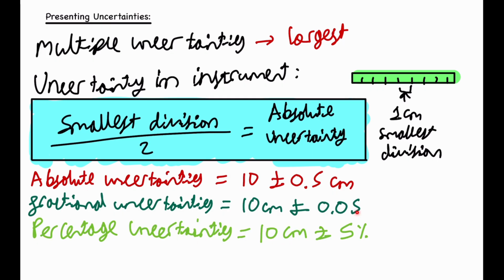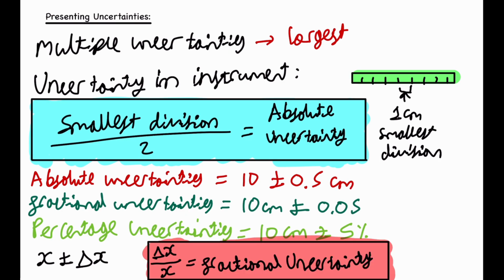And these are your different ways of writing your uncertainties. Just as a convention, we can write each absolute uncertainty as x plus minus delta x, which is our uncertainty. To find our fractional uncertainty, with our absolute uncertainty as delta x, the fractional uncertainty would be delta x over x. And to get your percentage uncertainty, you would just multiply this by 100.